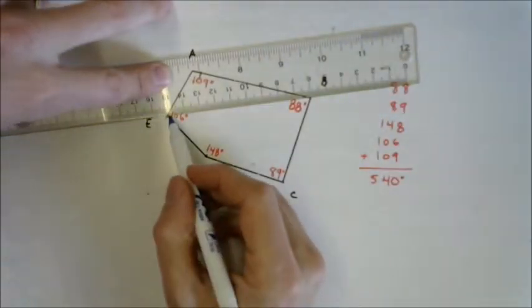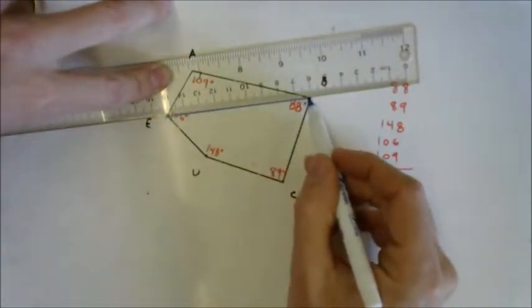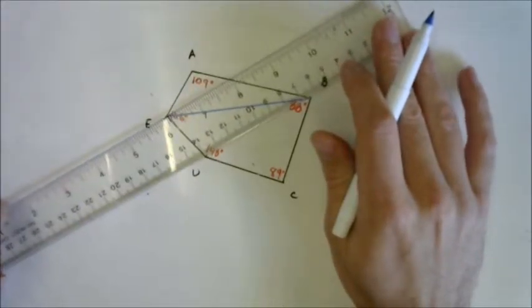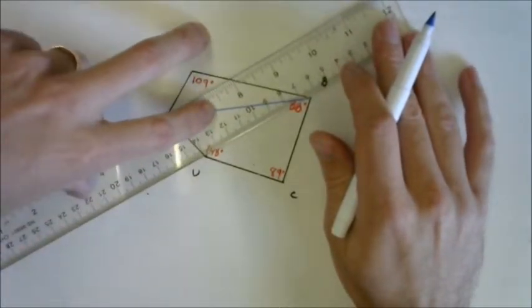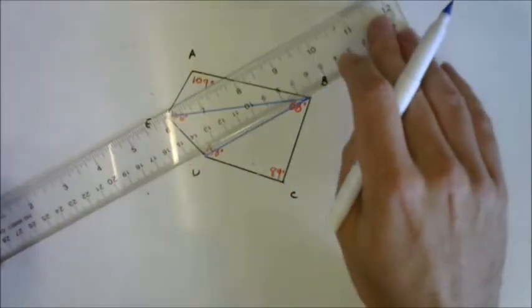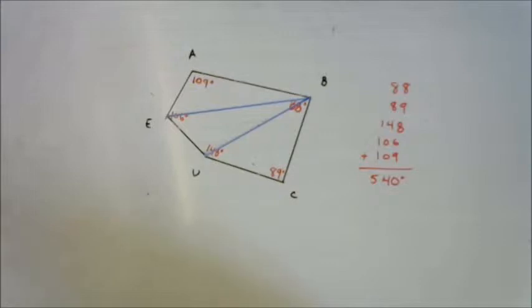So I'm going to pick a different color, and I'm going to do that. And I can draw a diagonal from B to D. Oh, they both have to start at B, or A, or whichever one you choose. Draw 2 diagonals from one vertex.